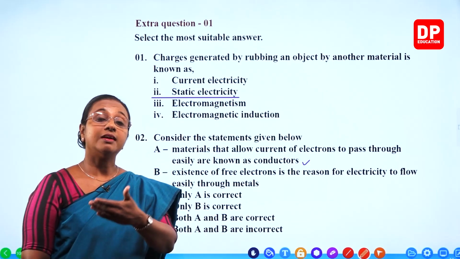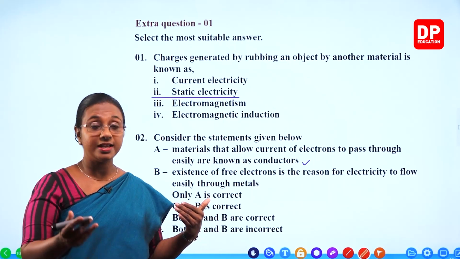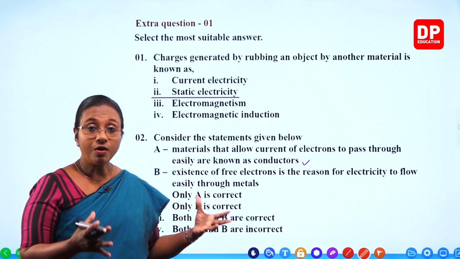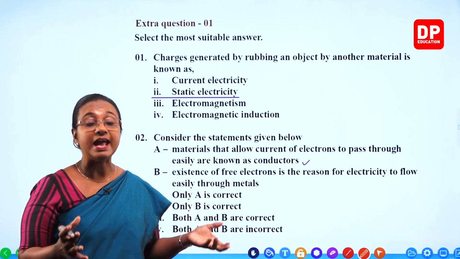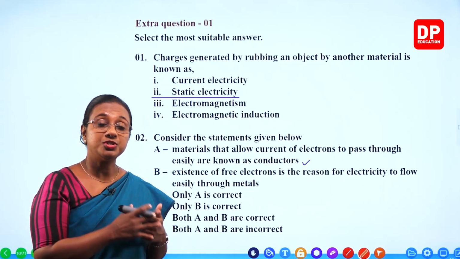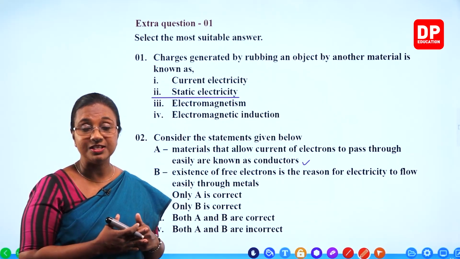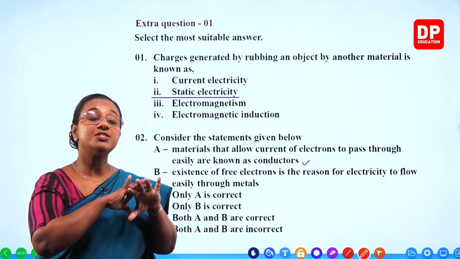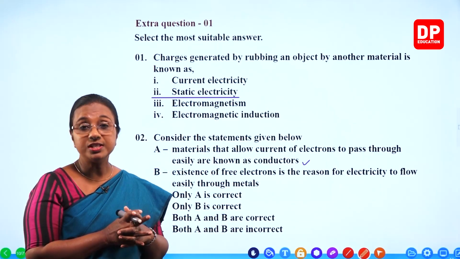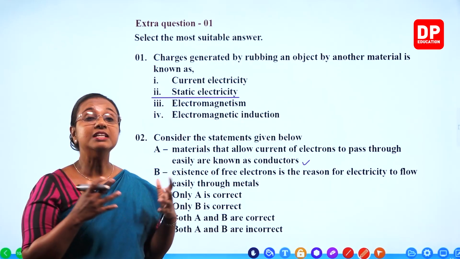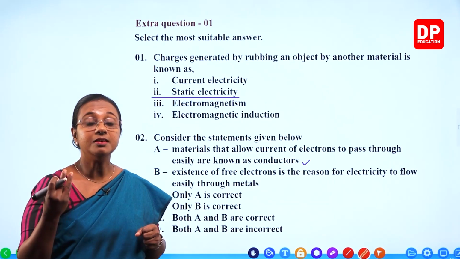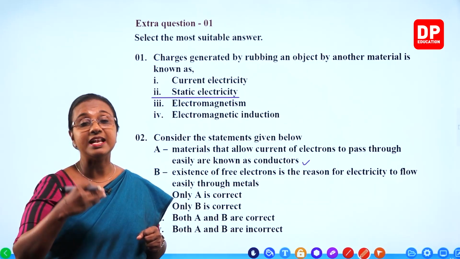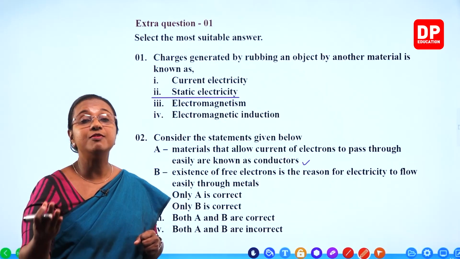Why? When current of electrons flow, like I told you all before, all matter is made up of atoms. Atoms have positively charged protons and negatively charged electrons. Electrons are present on the outer side of the atom, that is the shells. So these are the charged components that can move, that can flow.